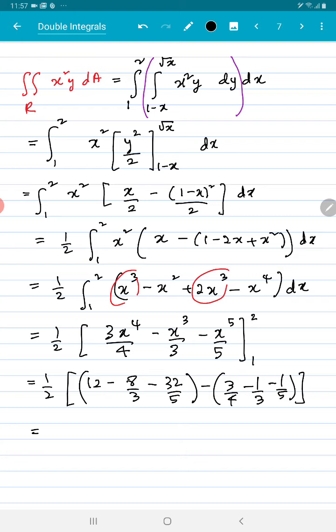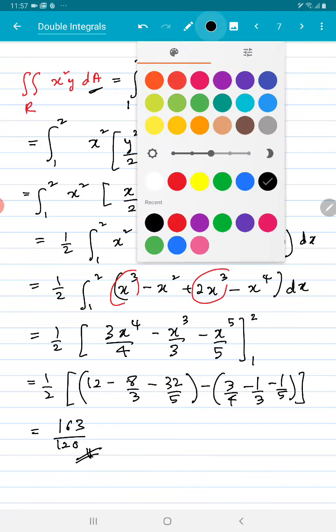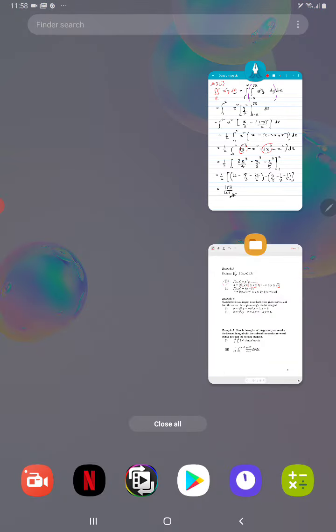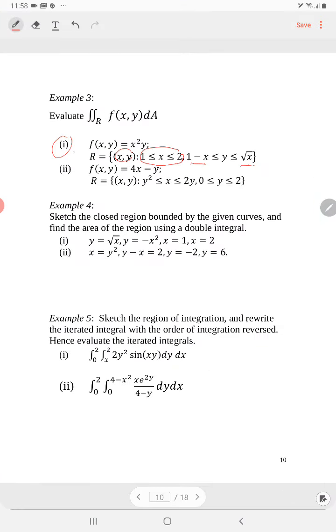Then we get 163 over 120. Okay, so here with dA, the order of integration does matter. We have to integrate with respect to y first and then x, because in this case x is from a constant to a constant. So this is example 3, item 1.